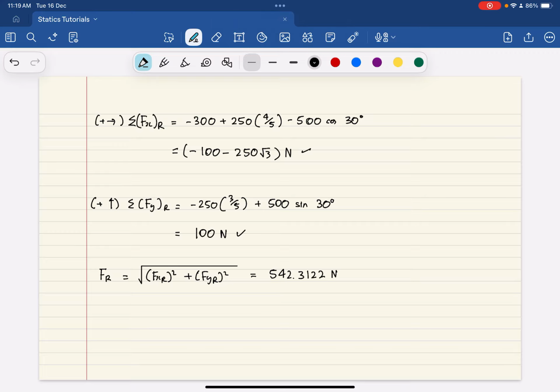Okay, I think that was just my app glitching just now. Apologize for that. So yeah, 542 newtons. Okay, now we want to know the direction that it's acting on.